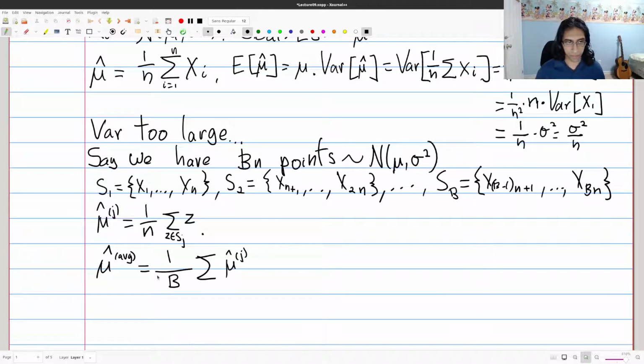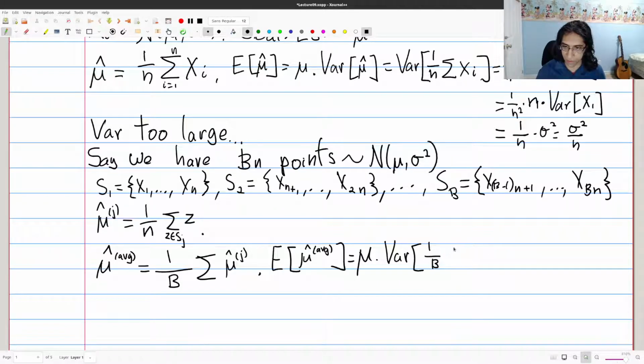So now if you do the analysis, first of all, it's not too hard to see that the expectation of mu hat average is going to be equal to mu. And furthermore, just doing the variance analysis, very similar to what we did before, we're going to get something like the following. Let me just do it out here because, again, there's a crucial point that we're going to use.